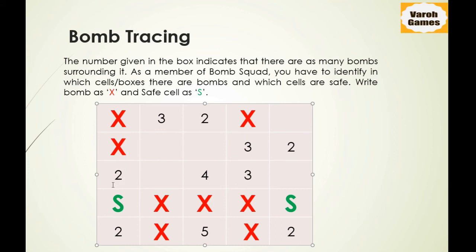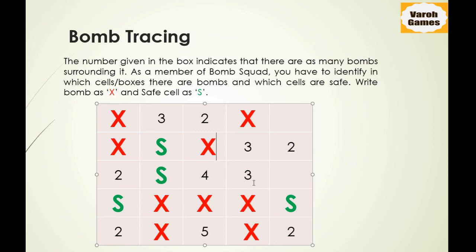Now for this 2, if you see, these are the surrounding cells. Out of that, we have already identified the 2 cells which have the bomb. So these 2 other surrounding cells automatically become safe. So we can write S over here. Now the only cell remaining for 4 to have a bomb is this. So we can write X over here. So we can match our answers until now. For 3, we have these 2 cells and this one to have a bomb. For this 2, we have these 2 cells to have a bomb. And for 4, we have this one and these 3 cells to have a bomb.